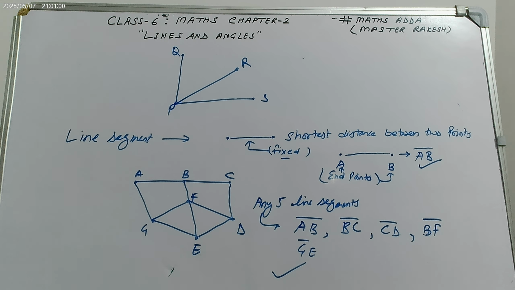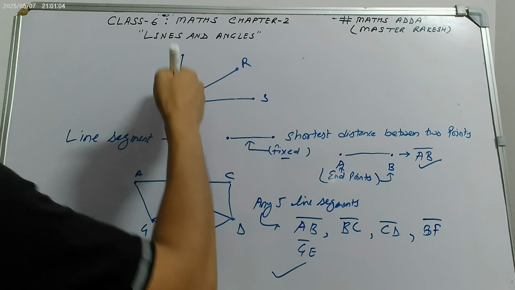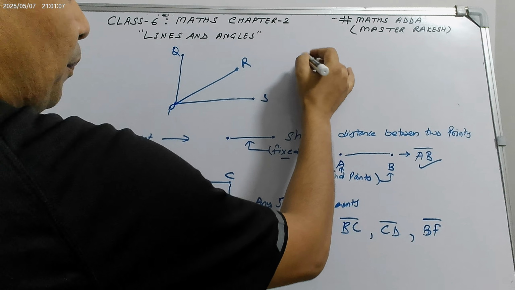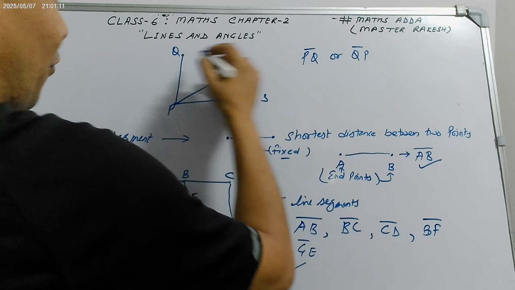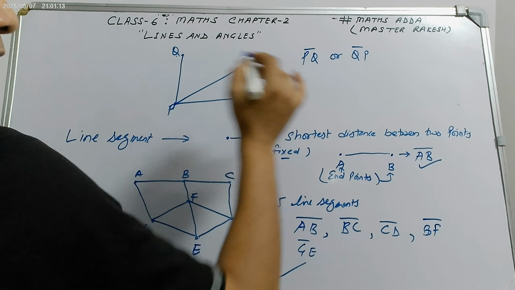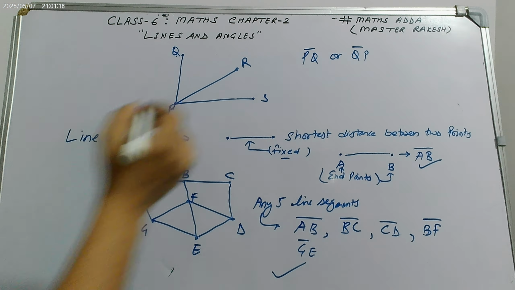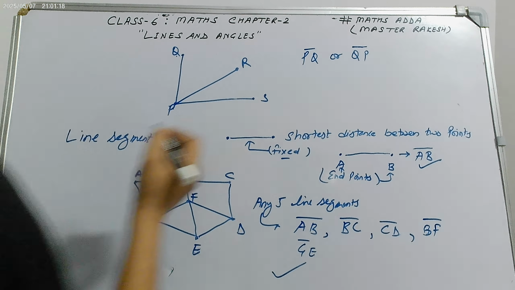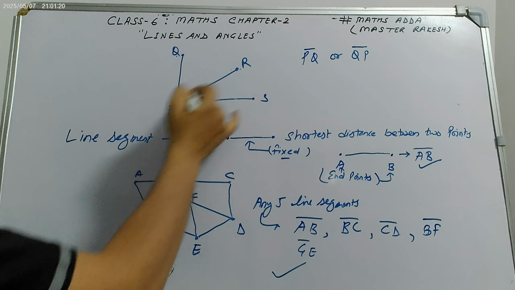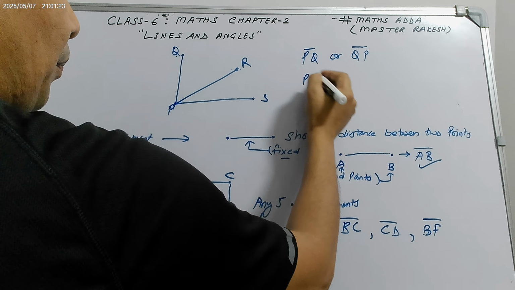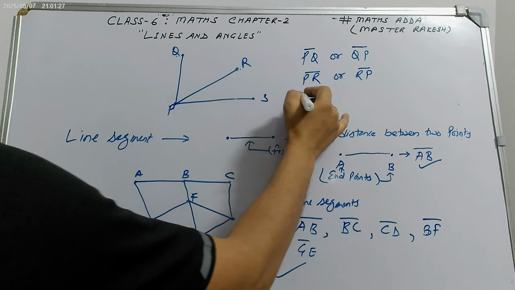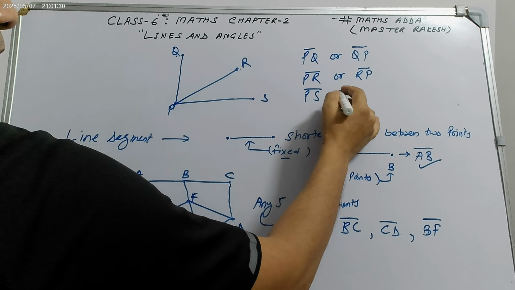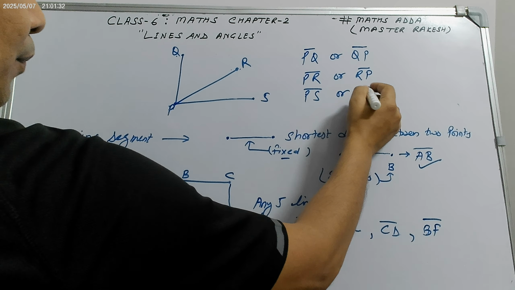Okay, so you have to write the line segments. So what is the first line segment? PQ bar like this, or QP bar. You can read it from here to here, here to here. Okay, PQ bar, QP bar. Bar is on top of both. Then again PR bar or RP bar. Then PS bar or SP bar.